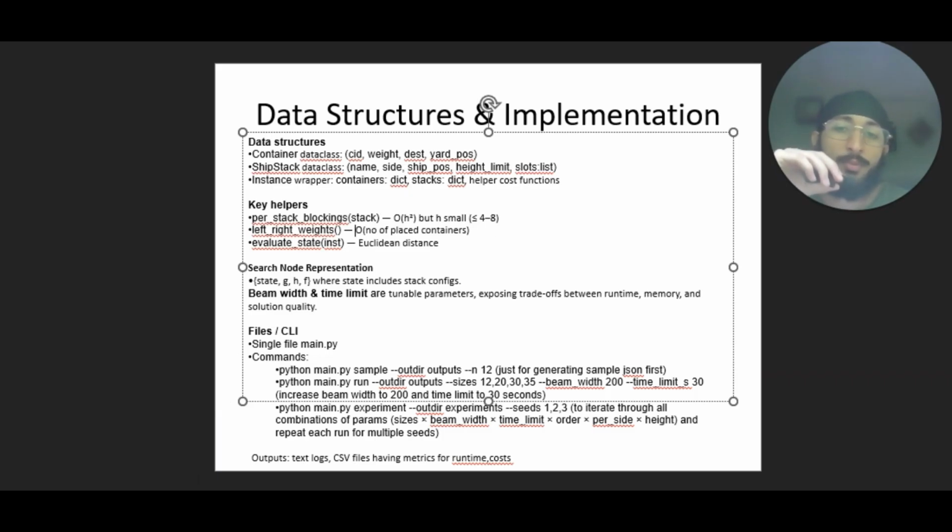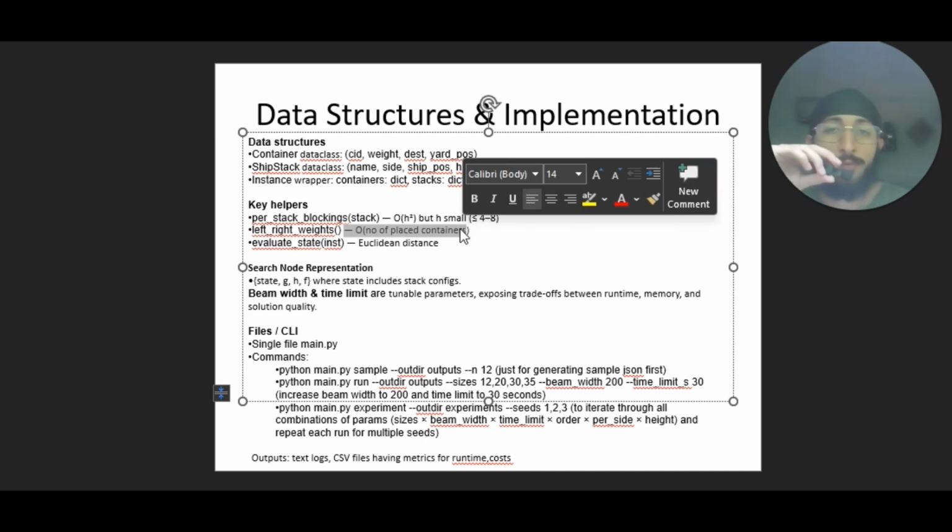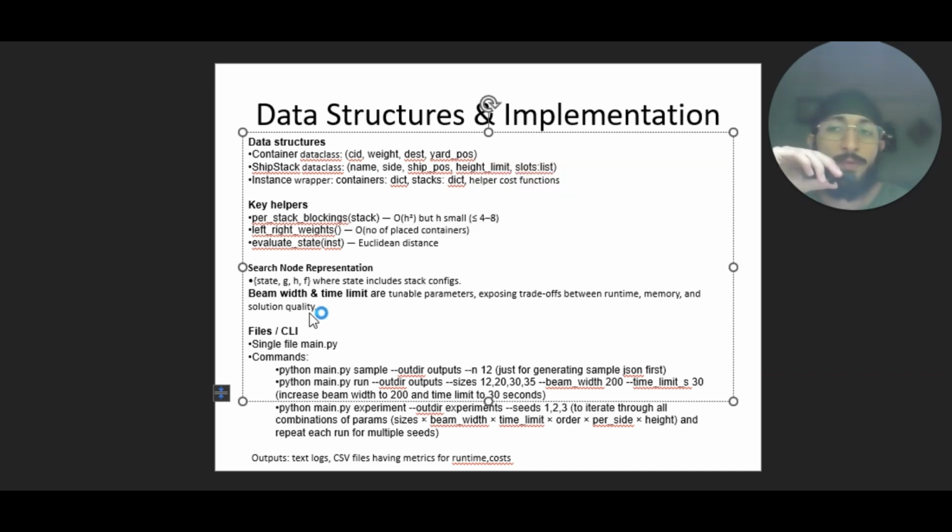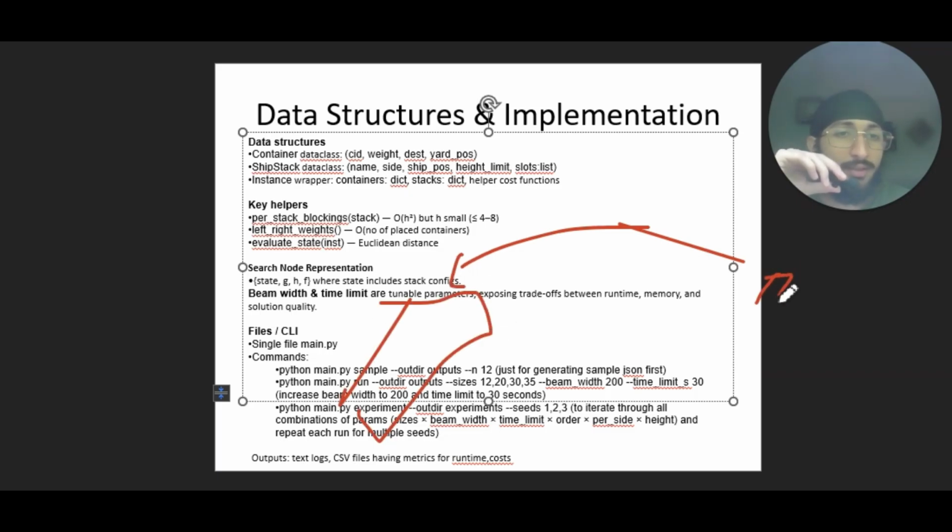Then we have the left right weights, which computes the imbalance between the left and right sides and is essential for the stability of the ship. So it takes O of the number of placed containers time. When we are placing the containers from the yard to the ship, let us say this is the ship and this is the container, we have to maintain the left right weights and the number placed. That is why the number of placed containers on the ship determines the stability of the ship, whether it is towards the left or the right. And we have the threshold set.